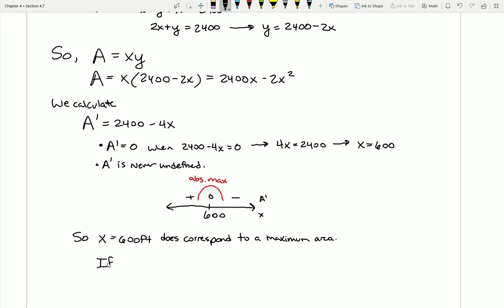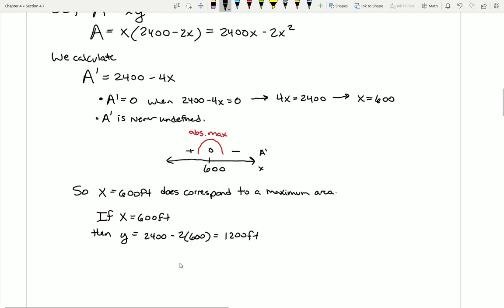But notice this is really easy to do, because if x is equal to 600 feet, we already know that y was going to be given by this formula right here. y is equal to 2400 minus 2 times x, so that's going to ultimately be 1200 feet. So we have that x should be equal to 600 feet, and y should be equal to 1200 feet. So we've done it. These are the dimensions that produce the largest possible area.